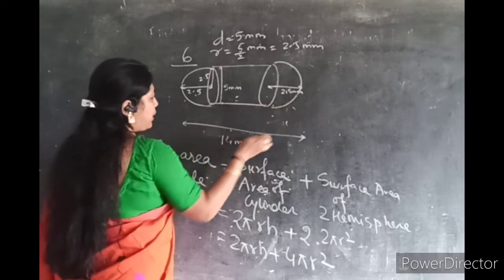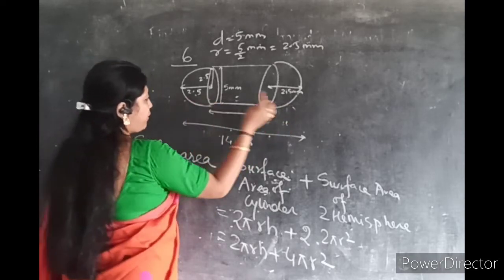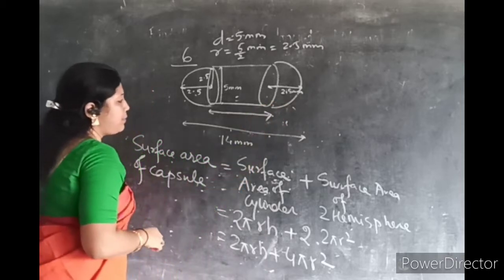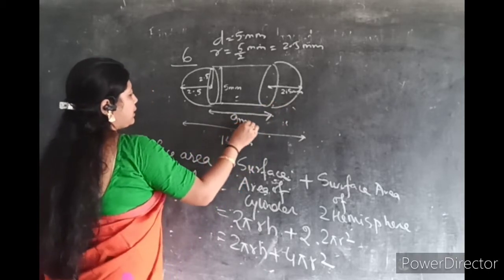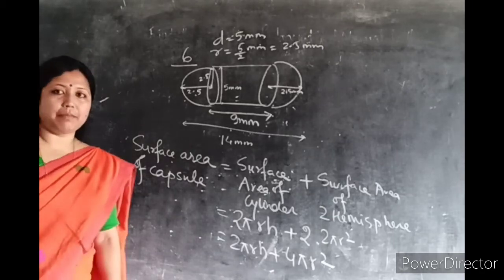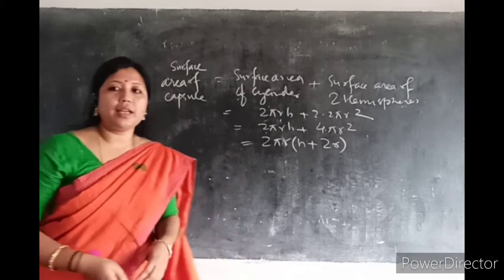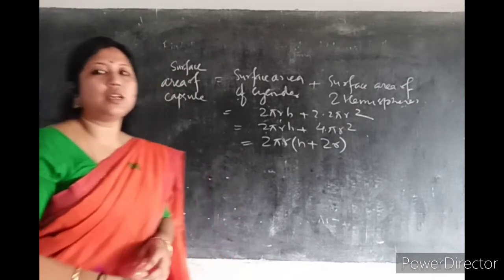So here you can see, since the total length is 14 mm, if you remove this part and this part, then the left out will be the cylinder. That is 2.5 here, 2.5 here, that will be 5. That means your length of the cylinder is given to be 9 mm. Okay, students? So let us try to find the solution to this question.